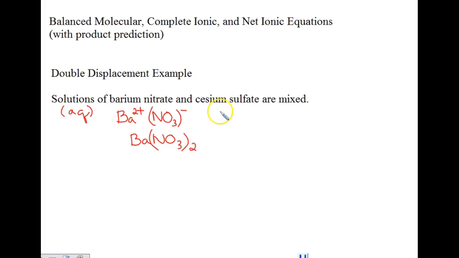The cesium sulfate, cesium is a group 1 metal, so it would have a positive 1 charge as an ion. Sulfate is SO4, and it has a negative 2 charge as an ion. So that means it's going to take 2 cesiums for every 1 sulfate, so that's Cs2SO4. Okay, so now that we have those formulas, I'm going to start our balanced molecular equation.